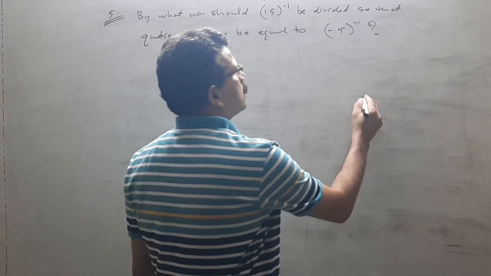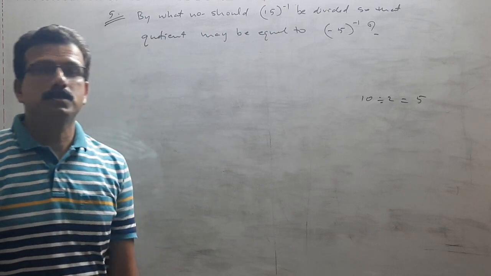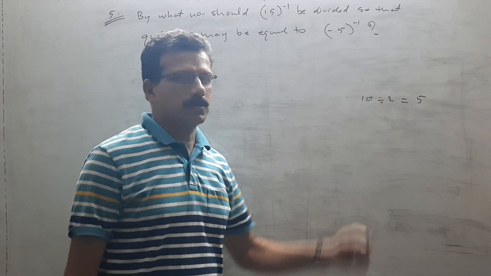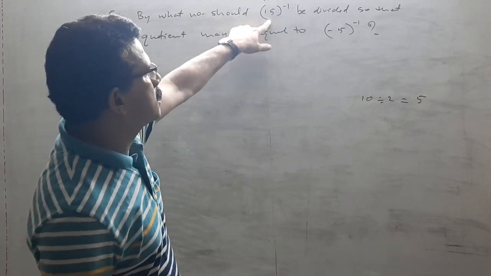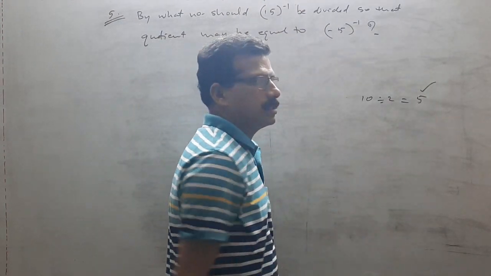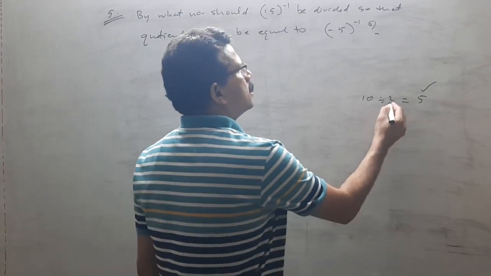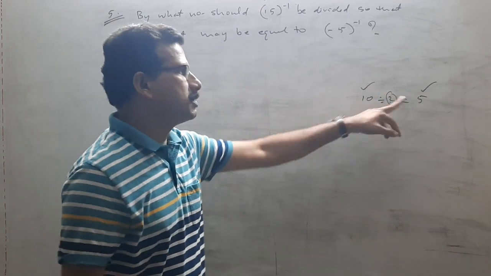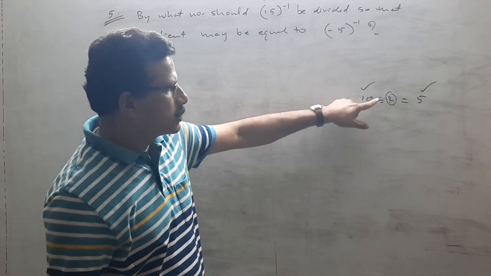If the question is 10 by 2, all know 10 by 2 is 5. Simple concept, 10 by 2 is 5. Now, compare it with this question. By what number should this be divided so that the quotient, this is the quotient here. Something has to be divided by which number? This is the missing thing. 10 has to be divided by which number to get 5?